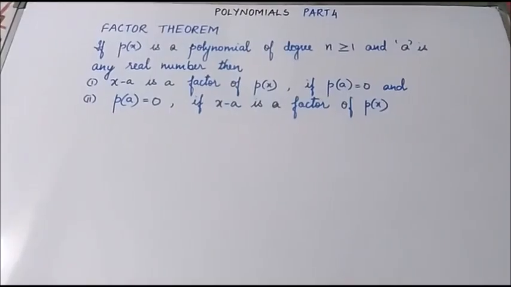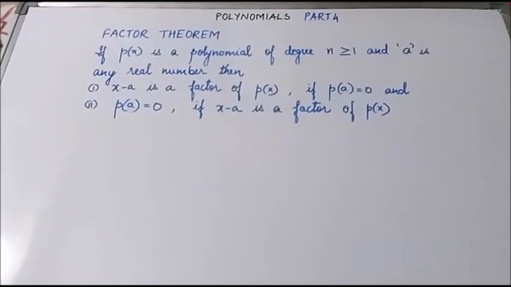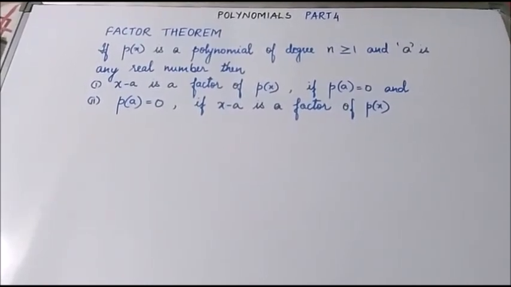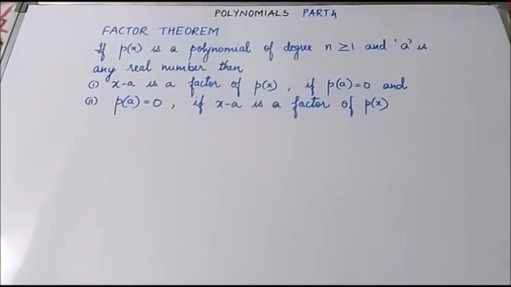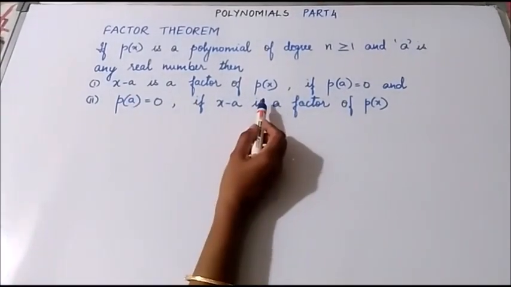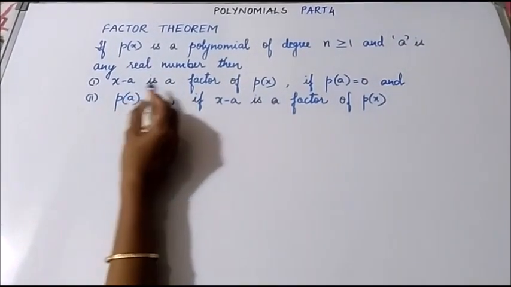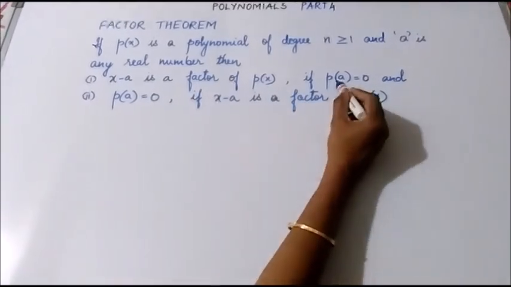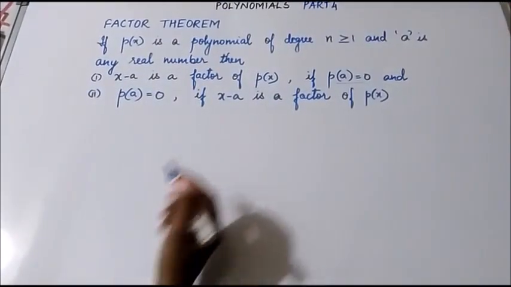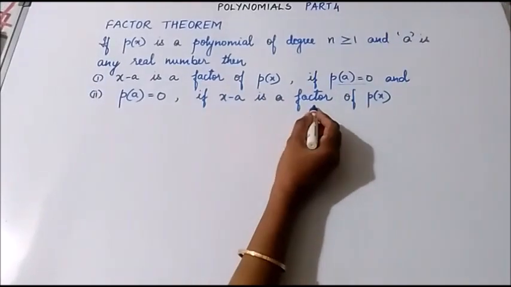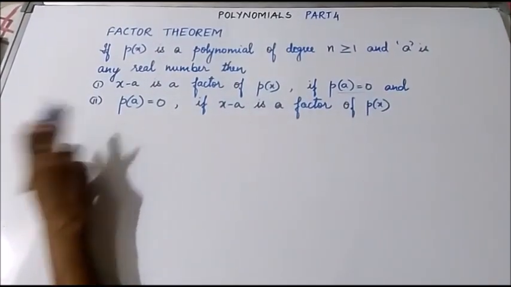Dear student, let us do the factor theorem. If p of x is a polynomial whose degree is equal to 1 or greater than 1, and a is any real number, then x minus a is a factor if p of a is equal to 0. Or we can say x minus a is a factor if the remainder is equal to 0. The converse is also true. That is, if x minus a is a factor of p of x, then the remainder is equal to 0.